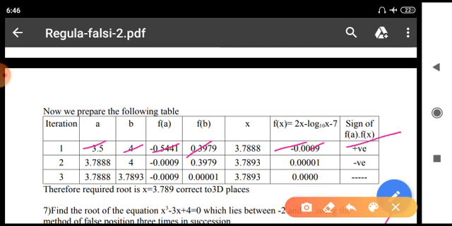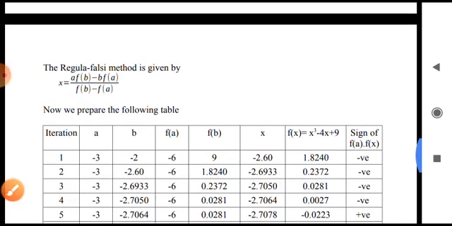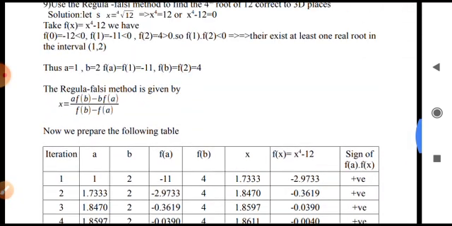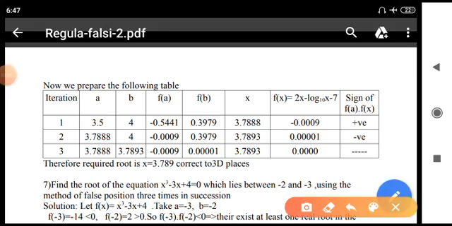We know that if f of a and f of x product is positive, we have to write the x value under the column a. So a is equal to 3.7888, b is the same, 4, f of a is minus 0.0009 as calculated here, f of b is the same. With all these values, if you substitute in x, it comes out to be 3.7893.